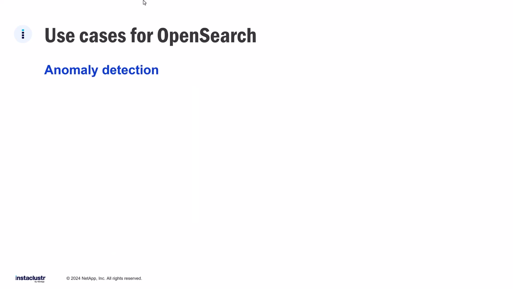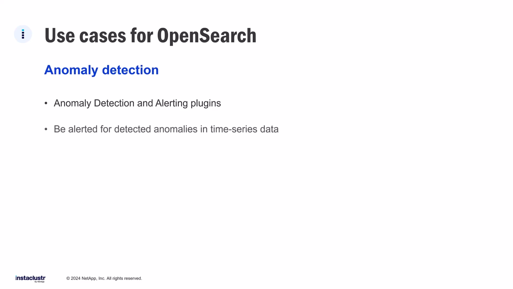We talked briefly about anomaly detection as a feature of OpenSearch, but this is also a use case. Say you have a series of operations logs, and you want a warning if any anomalies are detected. Using the anomaly detection and alerting plugins, links in description, you can create a system that sends an email or makes a webhook API call when an anomaly is detected.